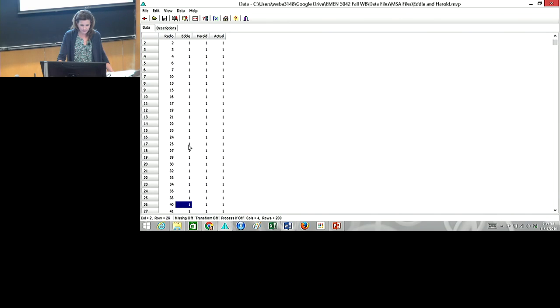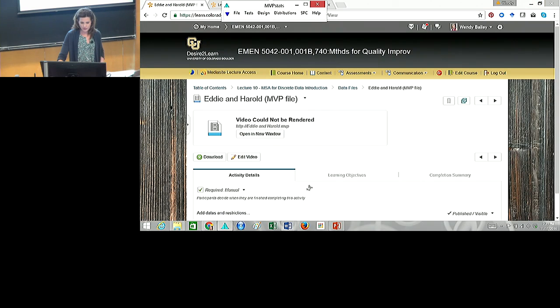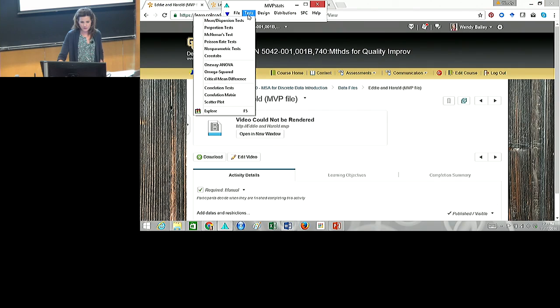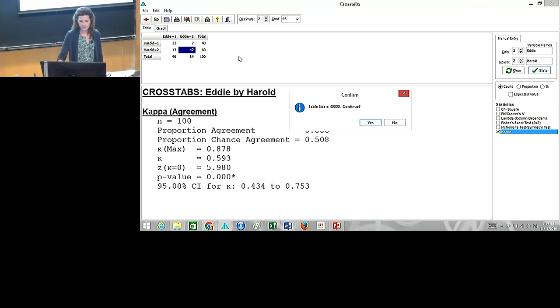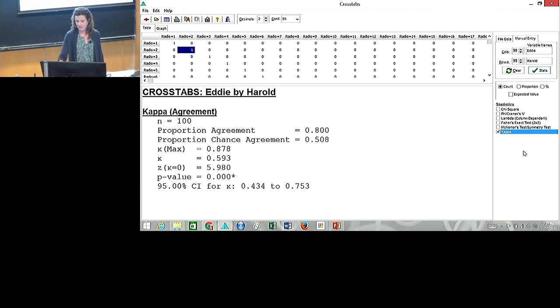Ooh, they're looking at radio stuff. All right, so I've got them pulled up. You see a bunch of 1s and 2s, right? If you scroll down, everybody should have that same stuff, and it should go to 200 rows. This is a random measuring order, I suppose. Now what I'm going to do is go to tests and crosstabs. It'll say table size 40,000, continue. Just go ahead and push yes. We're going to fix that here in a minute.